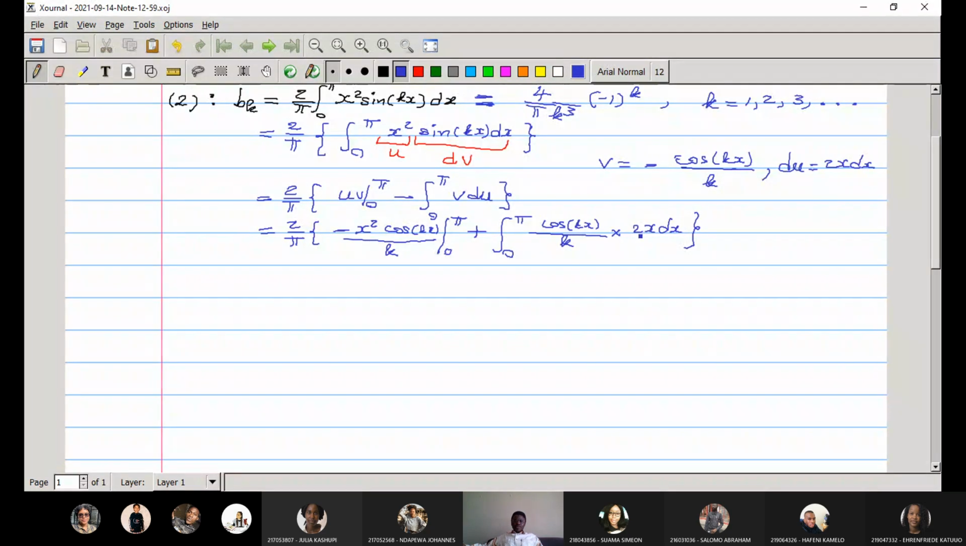So it's up to us. Either we take this factor 2 by k out of the integral and perform the integration by parts on x cosine kx, or we can keep this to be our u. It's up to us to decide. We can do that, or we can keep all the factors there and proceed. It doesn't change anything, right?